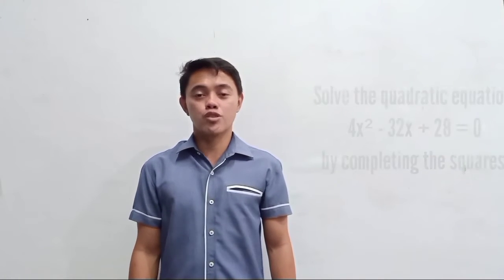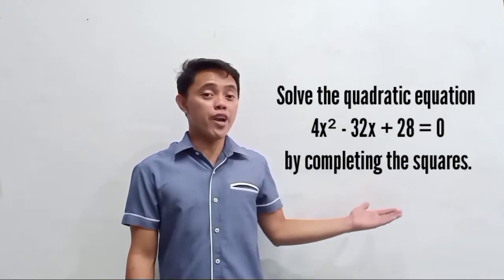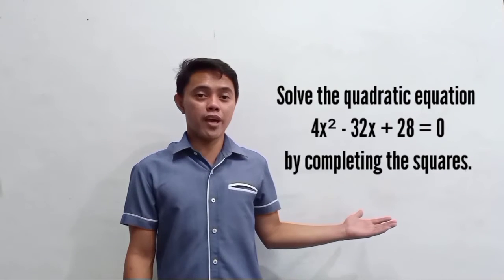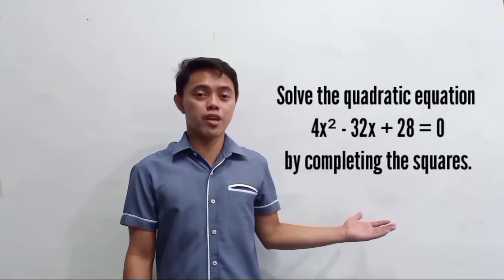To apply these steps, let us have this example. Solve the quadratic equation 4x squared minus 32x plus 28 is equal to 0 by completing the squares.